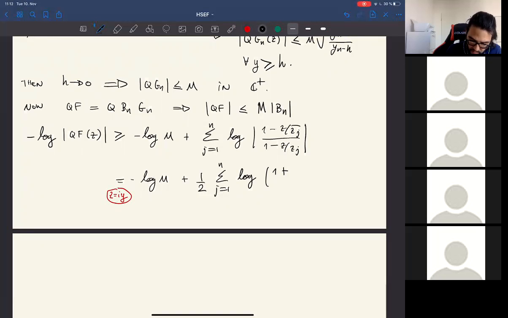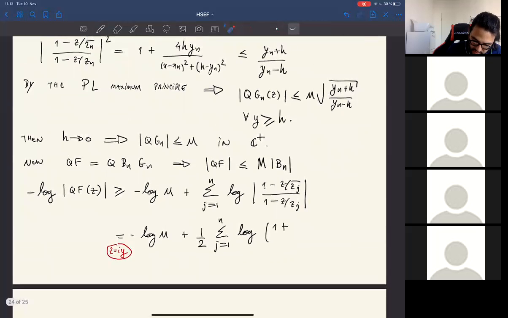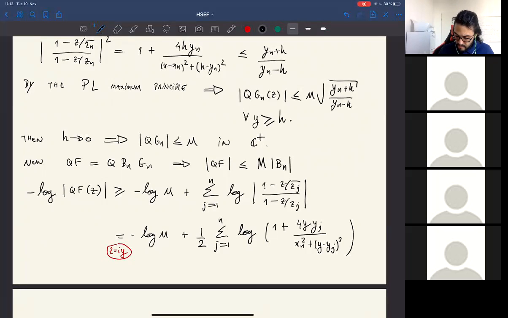So to simplify this stuff even more, we will get 4y yj divided by xj squared plus y minus yj squared. I mean, this is supposed to be y. Correct. Yes.